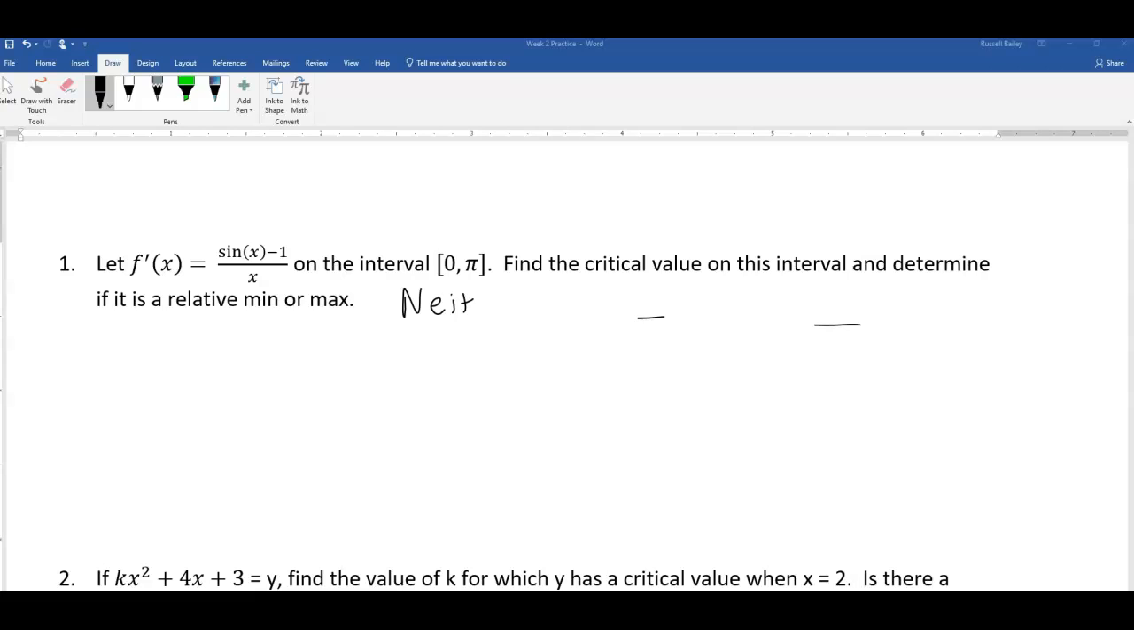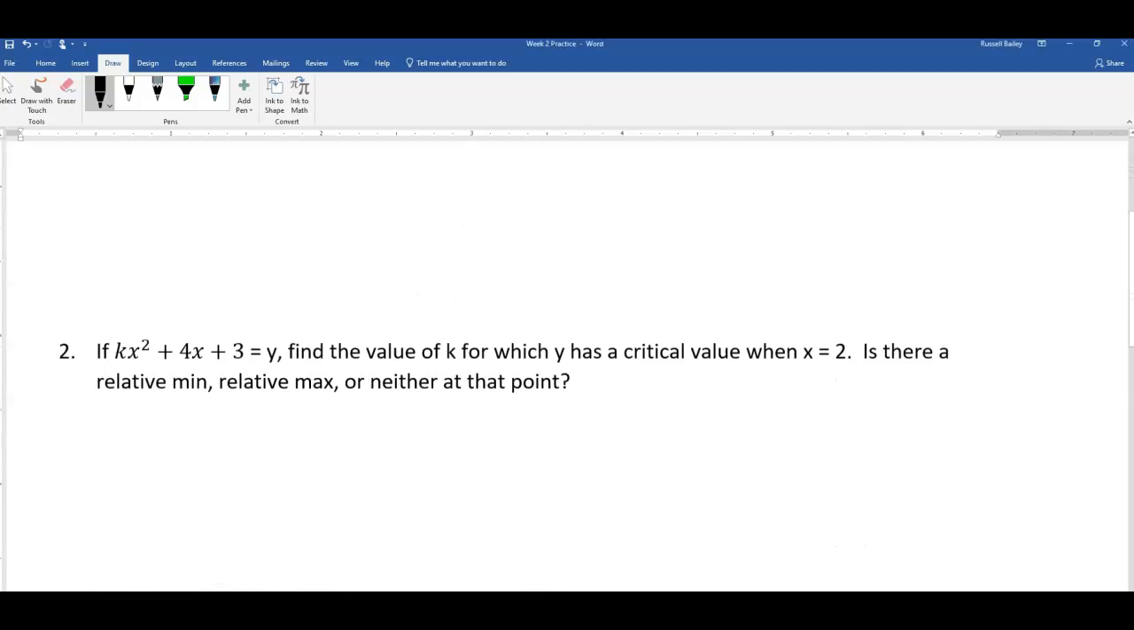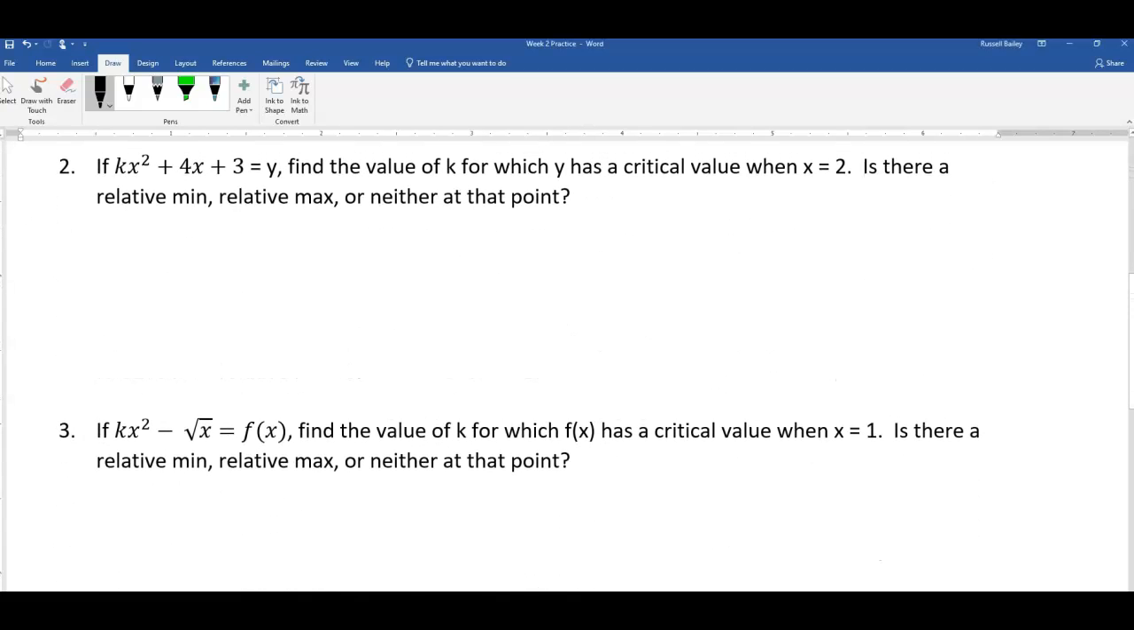All right, so that takes care of number 1. Let's take a look at number 2. Number 2 says, we have this function here. It says find the value of k for which y has a critical value when x equals 2. And then we want to know if they're a min, max, or neither at that point.